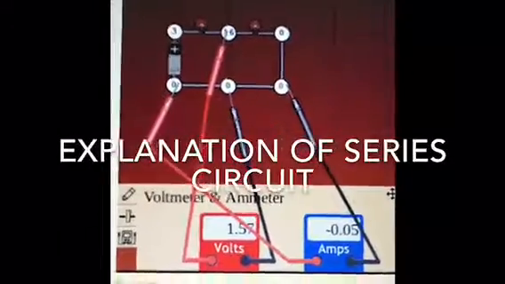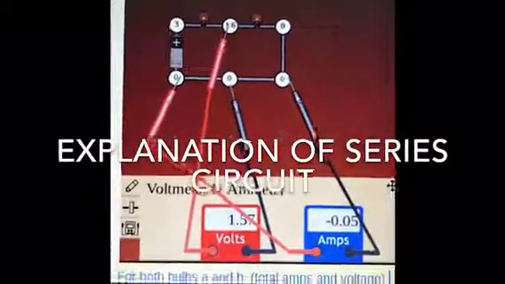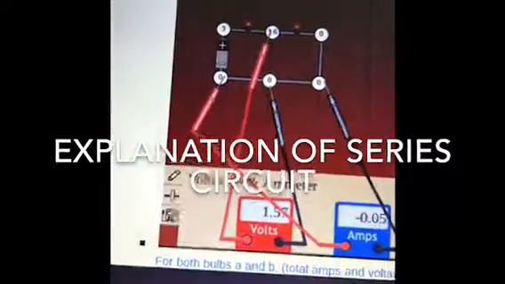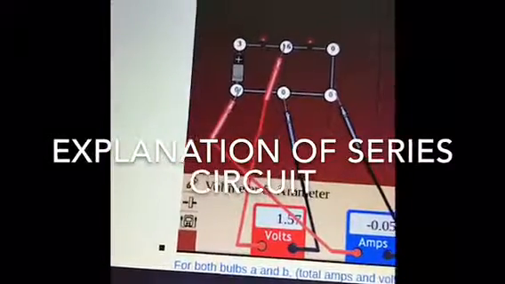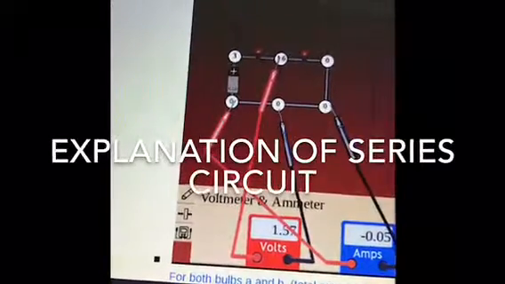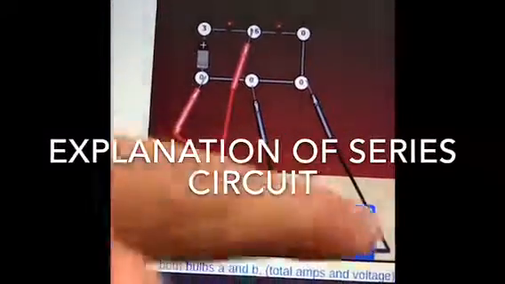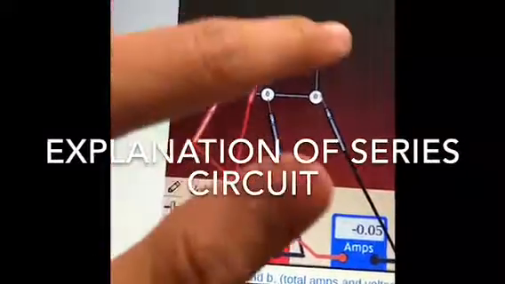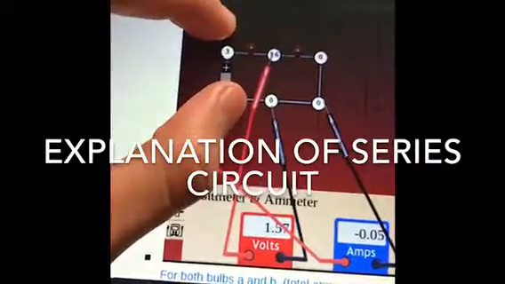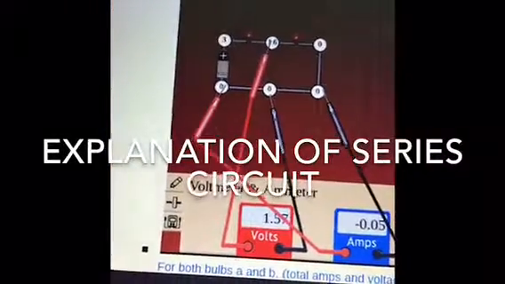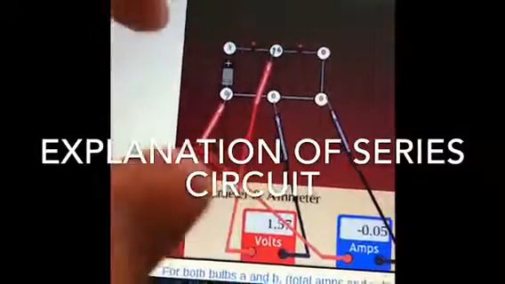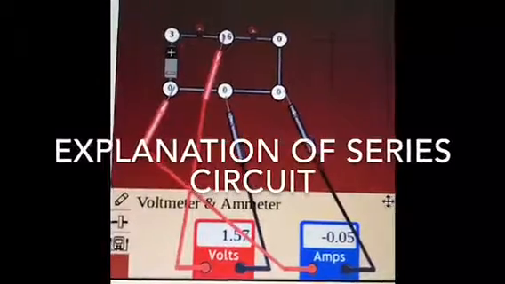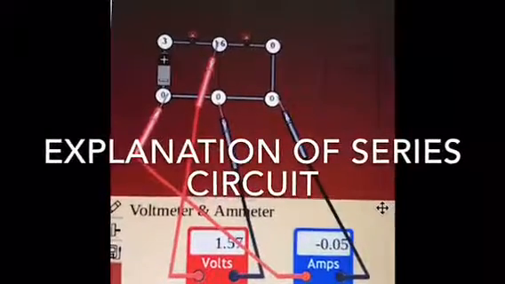This is my series circuit of the flashlight. So the 2 light bulbs are connected to each other with the same cord. They all have the same current, and the total current is 0.05 and the total voltage is 1.57. So they're connected so that they share the voltage of this battery, so they split it. Each of the bulbs have 1.57 volts. Due to the fact that there's more resistance, there's less voltage and current.